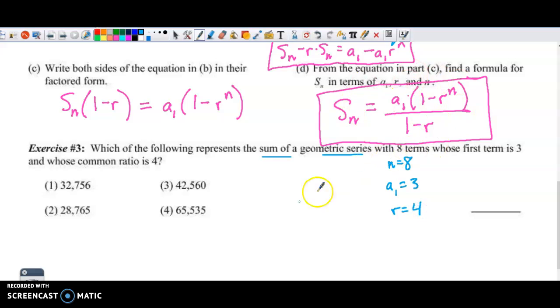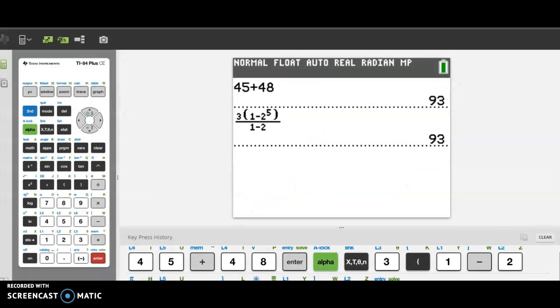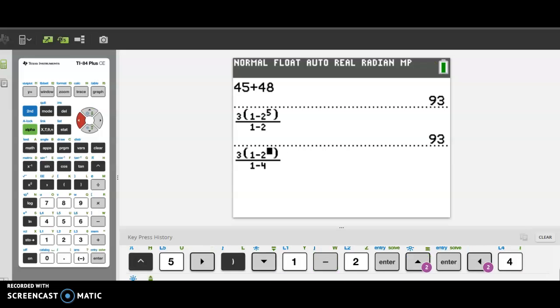So we have the formula, and we can go straight into it. So it's 3, 1 minus the ratio 4 to the 8th power, all over 1 minus 4. And that's what I like about your graphing calculators, is you can easily just go in there and change a few things around, and you get the right answer.